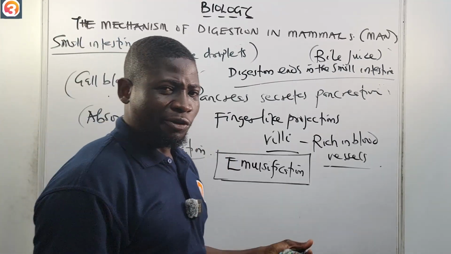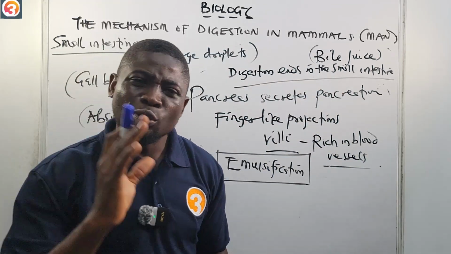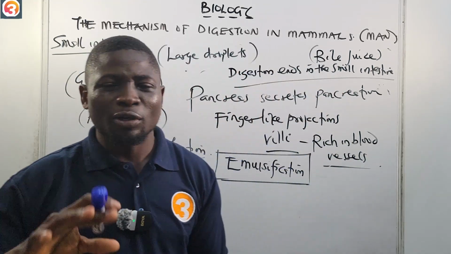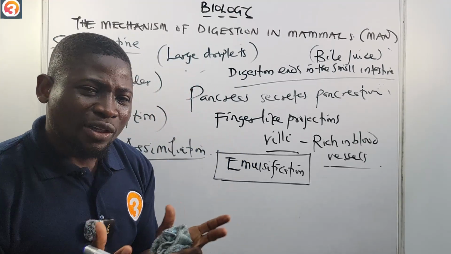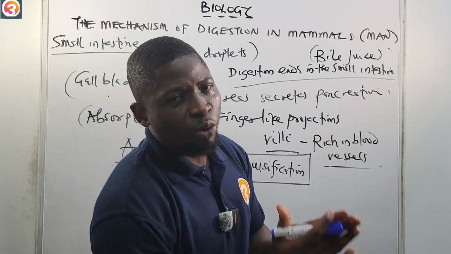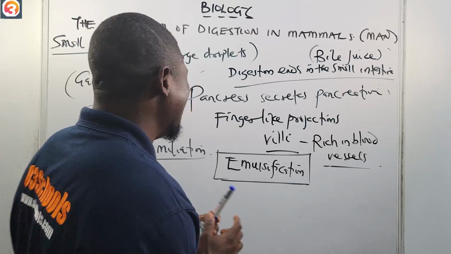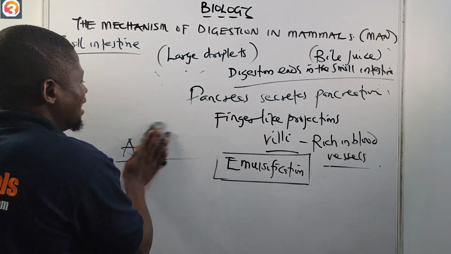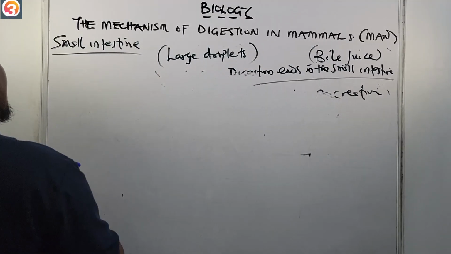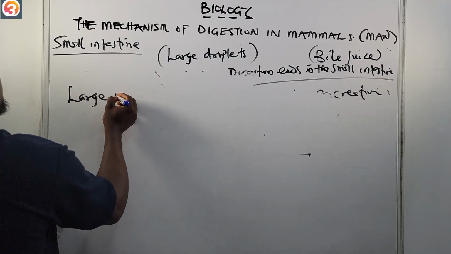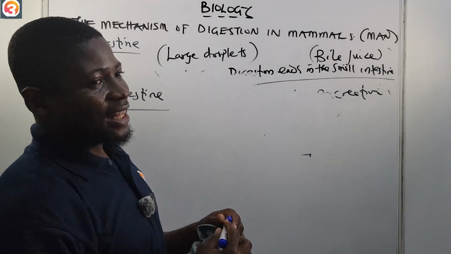So now once you eat food, it's not everything that is digested. There are also some undigested food substances that will remain at the end of the digestion process. All those undigested foods are now moved to the last part of the digestive system, known as the large intestine. All right, so it is in this large intestine.